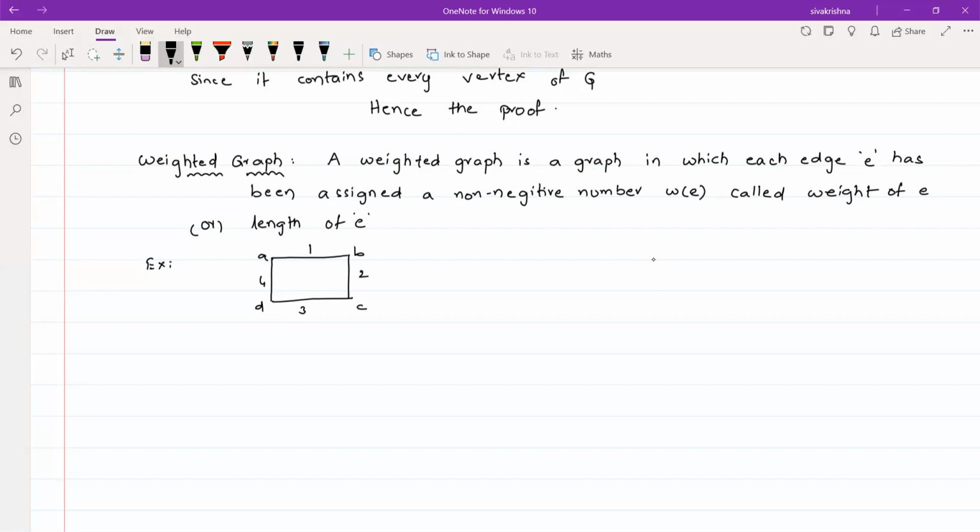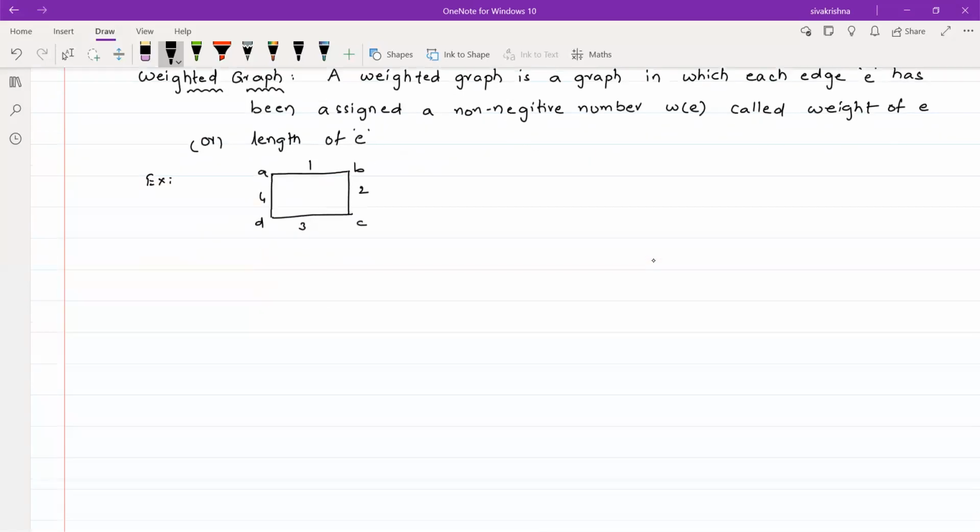Okay, so whenever each and every edge is assigned a non-negative number in a particular graph, then we say that that particular graph is a weighted graph. Okay, so we call this graph a weighted graph. Okay, this is the first definition. So next one, minimal spanning tree.